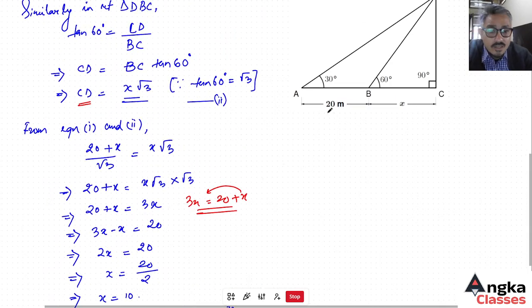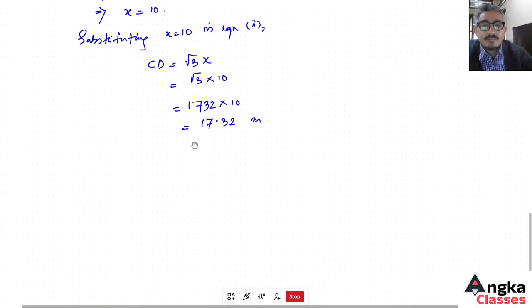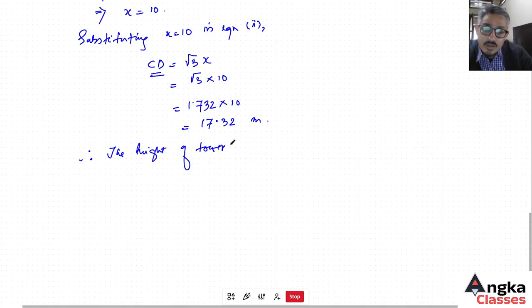The height of the tower is CD. Therefore, the height of the tower is equal to 17.32 meter.